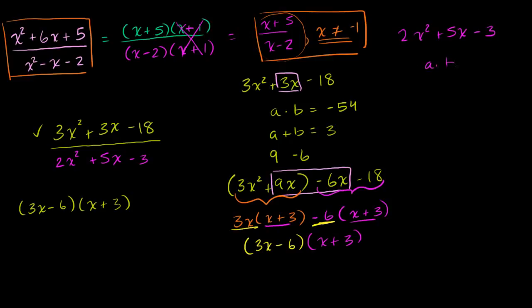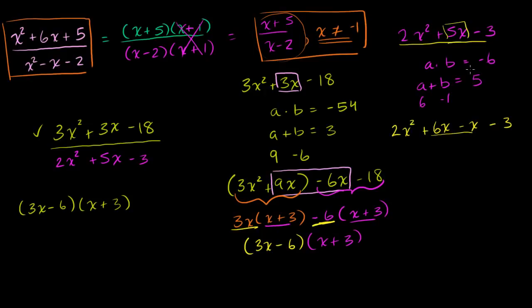So once again, a times b needs to be equal to negative 3 times 2, which is negative 6, and a plus b needs to be equal to 5. So in this situation, it looks like if we went with 6 and negative 1, that seems to be a better situation. 6 minus 1 is 5. 6 times negative 1 is negative 6. So that would have been a horrible mistake. So we can rewrite this up here as 2x squared plus 6x minus x. I'll group the 6x with the 2x squared because they share a common factor. This is the same thing as 5x minus 3. I just had to find the numbers to split this 5x into. But 6x minus x is 5x.